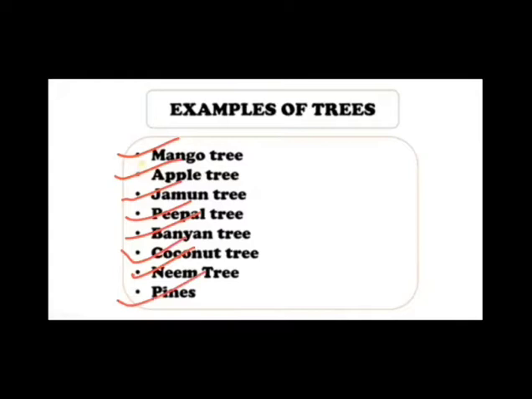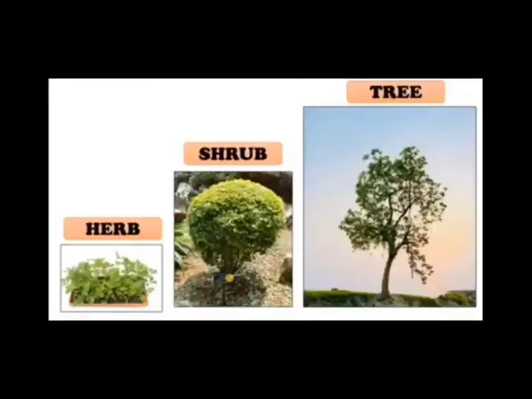So now we know the difference between herbs, shrubs and trees. Herbs are soft and small plants which are green, and they are easily bent. If we try to bend the stem of the herbs, we can easily do that. And the shrubs are taller than the herbs, and they have a woody stem, but they are smaller than the trees, whereas the trees are the tallest ones. So now we can easily recognize the herbs, shrubs and trees.